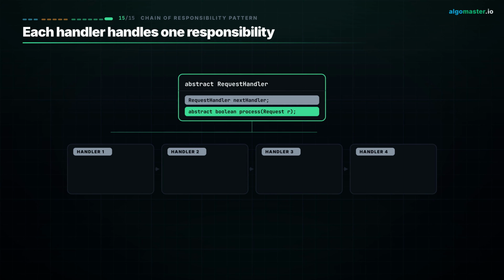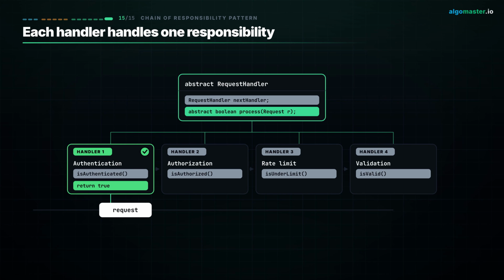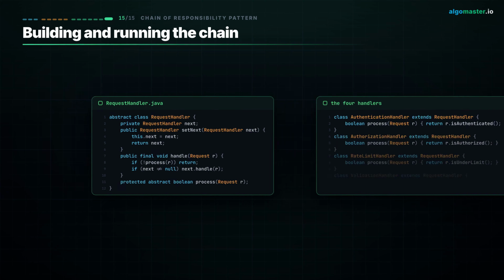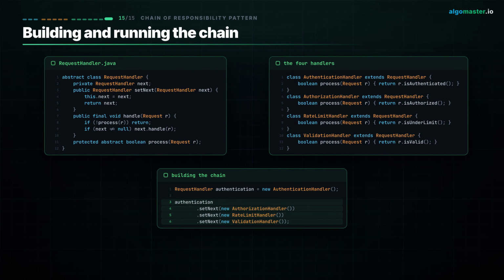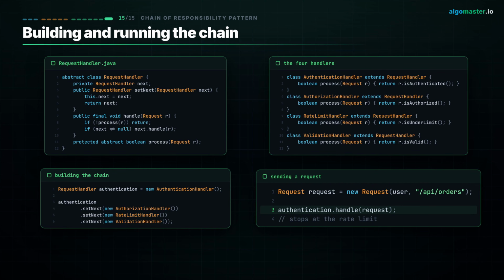We begin with a base handler. Each handler implements the process method and handles one responsibility. If the handler returns true, the request continues to the next handler. If it returns false, the chain stops immediately. We can then build the pipeline dynamically by connecting these handlers into a chain. To process a request, the sender only needs to know where the chain begins.